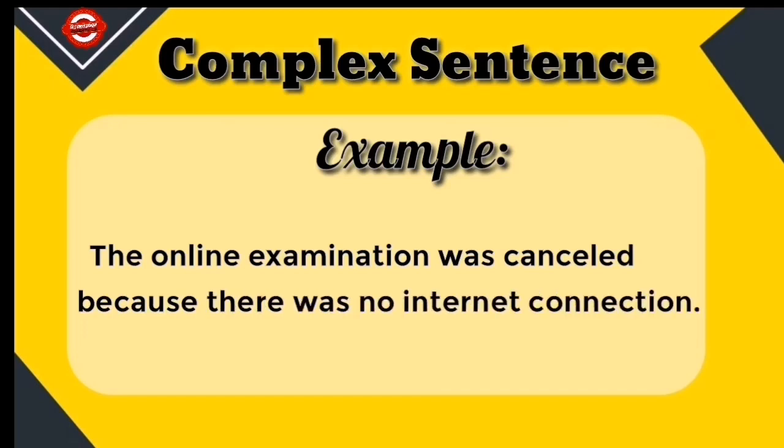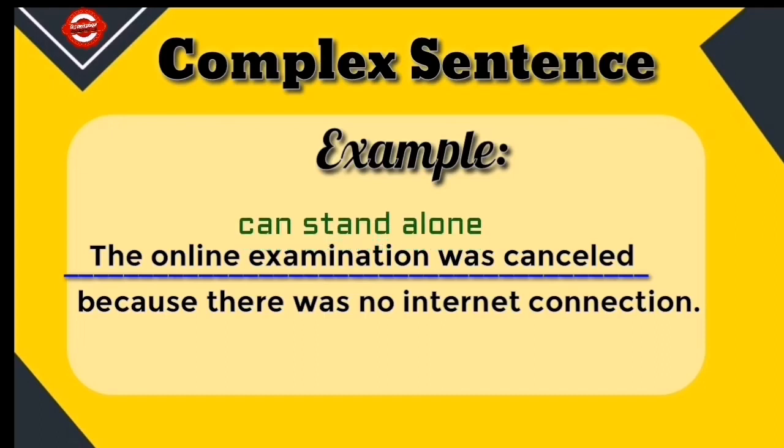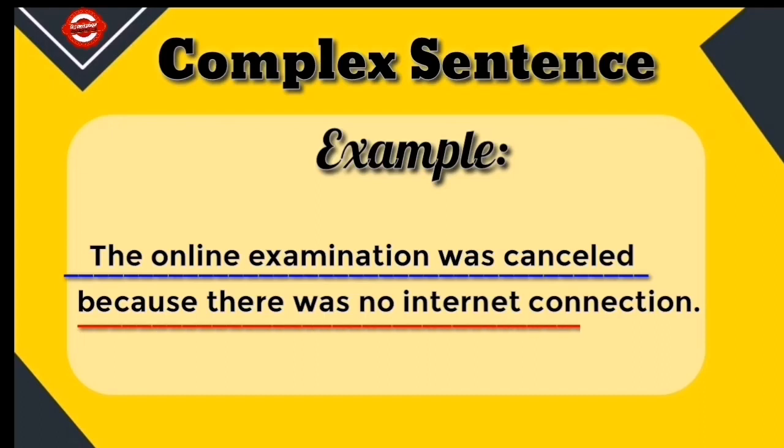Obviously, the independent clause in the sentence is "the online examination was cancelled." This group of words can stand alone as a sentence even without the presence of the subordinate clause "because there was no internet connection," since aside from it having a subject and a verb, it also expresses a complete thought. In contrast to the independent clause, "because there was no internet connection" is our dependent clause. Though it contains a subject and a verb, it does not express a complete thought.